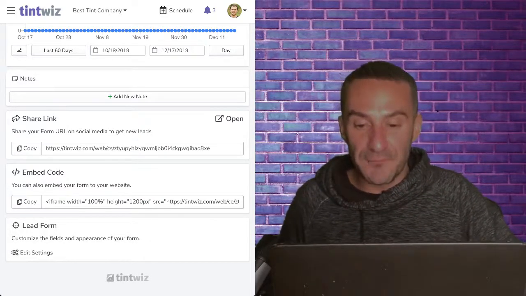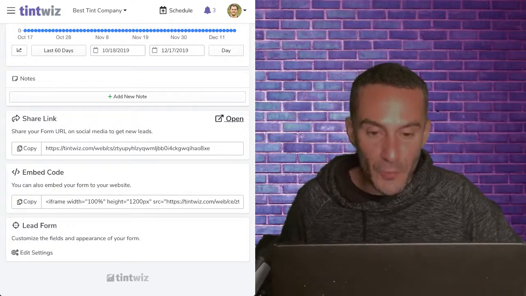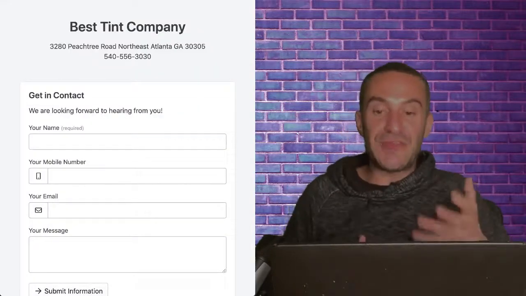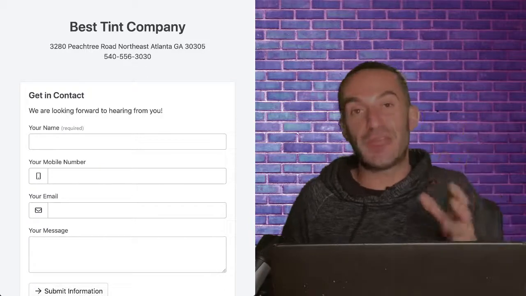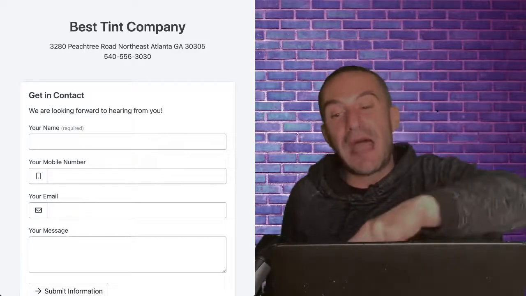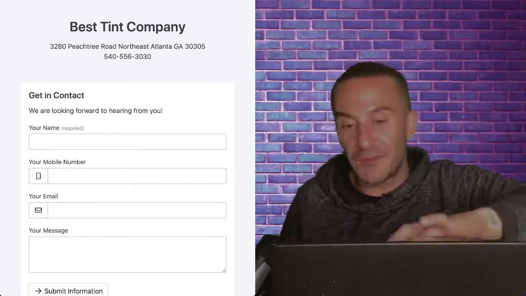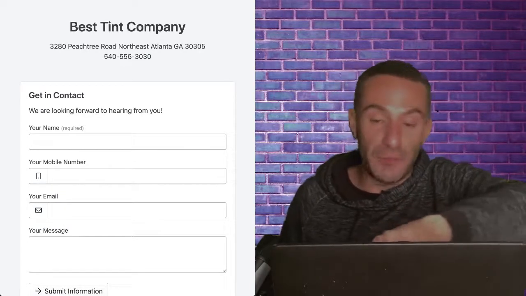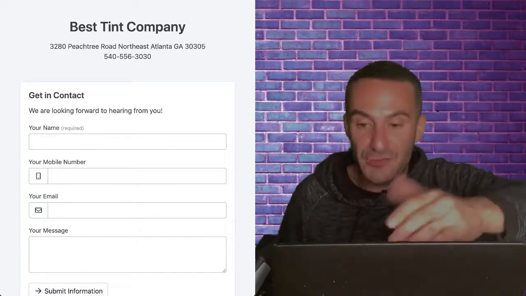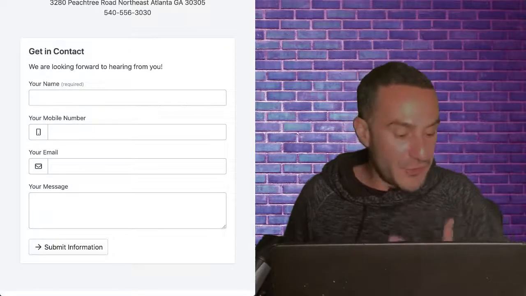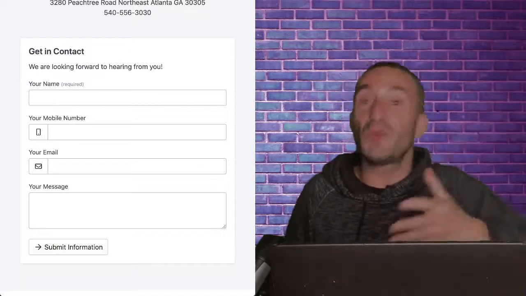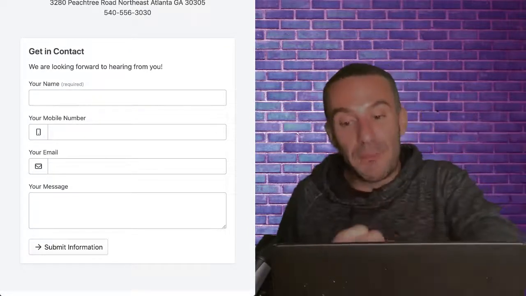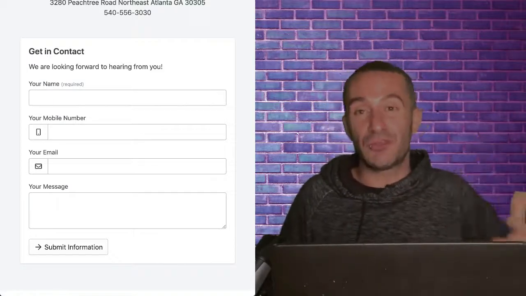The share link is going to open a form. This is what the form looks like in its default state. I didn't do any customization. I don't have a logo in here. It just grabbed the information from Tint Wiz and it's showing me our test company, a test address, and the form. This is an example of how the form looks when you link it, or you could embed this form on your website to replace your current contact form.